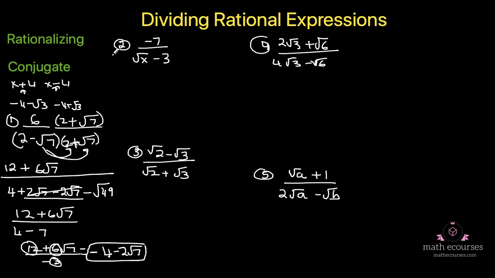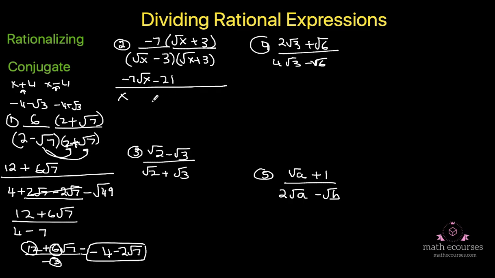Let's do more examples. So here I have another minus. The conjugate would be the same thing, but put a plus. If I add that to the denominator, I must add the same thing to the numerator. Okay, now distribute. Negative 7 times square root of x is negative 7 square root of x. Negative 7 times 3 is negative 21. Square root of x times square root of x will be x. Or you can write square root of x squared, which will be x.